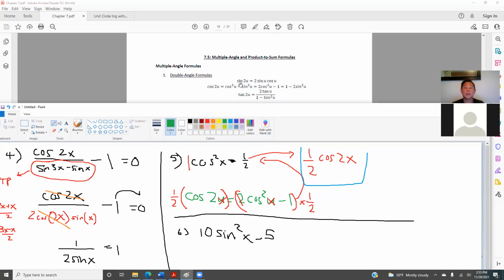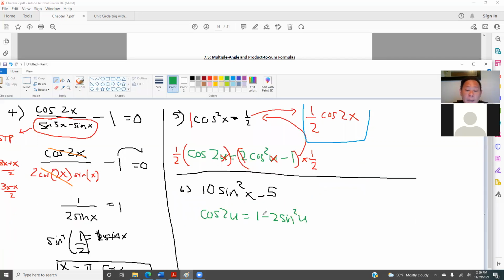So this is not sine. Because they have the sine square, again, this is actually the cosine of 2u. But this time we will use the last one, 1 minus 2 sine square u. But we have to make this become 10 minus 5.